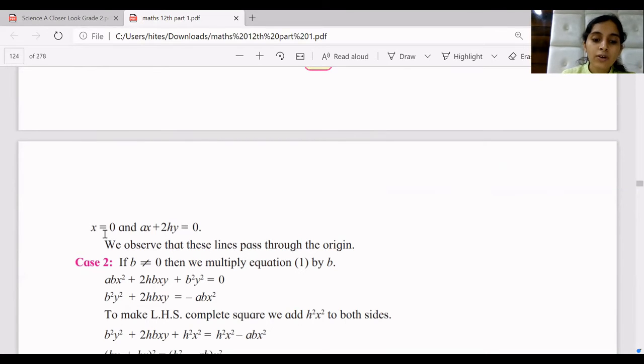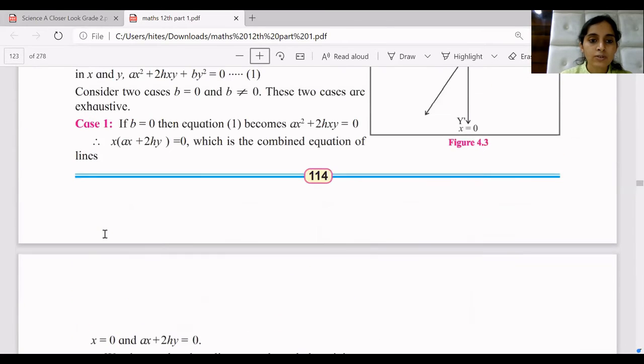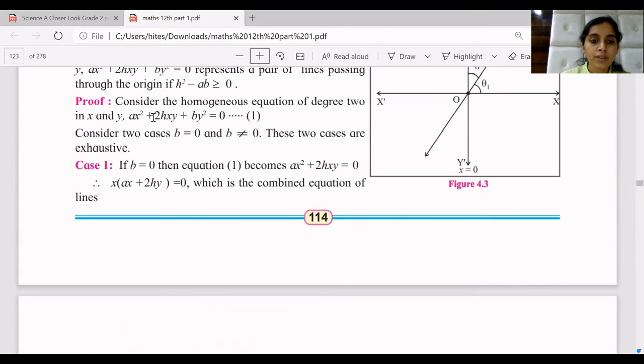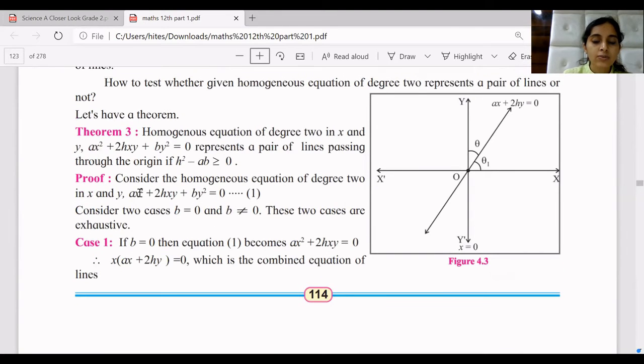Case 2, if b is not equal to 0, then what do we do? So then we use the equation abx² + 2hbxy + b²y² = 0. Where is this equation coming from? From here, ax² + 2hxy + by². So what are we doing? We multiply equation 1 by b. What is this equation 1 that we are multiplying? This is our equation 1, the combined equation of two lines.